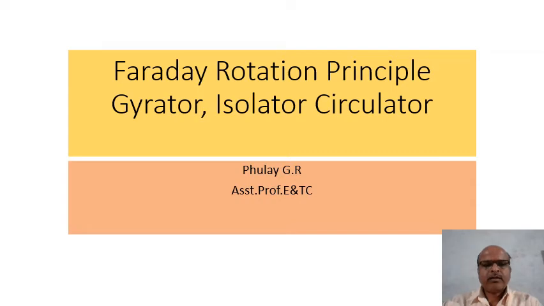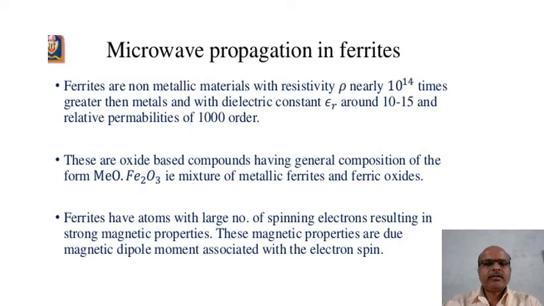Hello students, in today's lecture we will study the Faraday rotation principle, and in that we will study the Gyrator, Isolator and Circulator principle. In this Gyrator, Isolator, Circulator, generally ferrite material is used. Ferrites are non-metallic materials with resistivity rho nearly 10 raised to 14 times greater than metals, with dielectric constant epsilon r around 10 to 15, and relative permeabilities of the order of 1000.